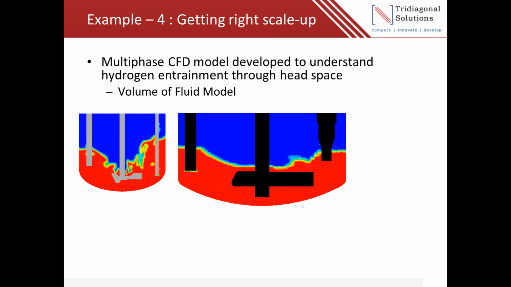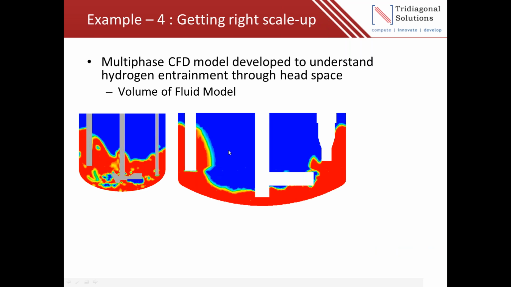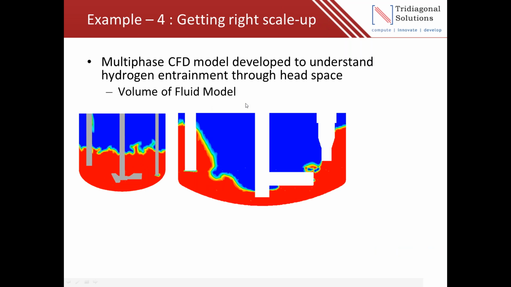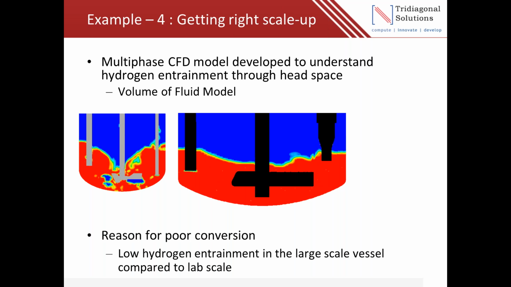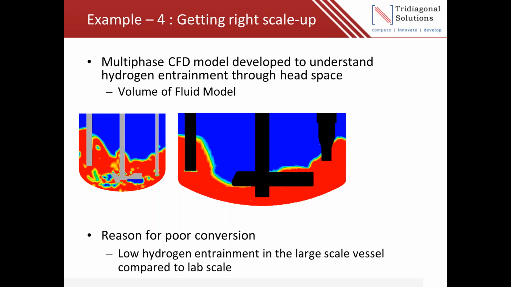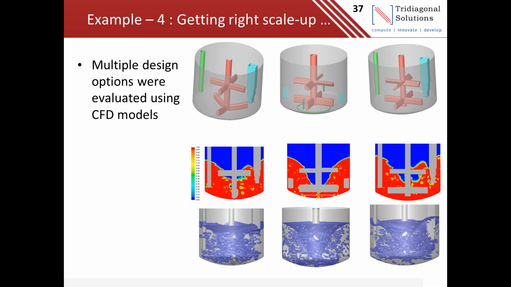So let's look at what we can do. We looked at the performance, and we used CFD models with multi-phase models to see how hydrogen is getting entrained in the liquid, and we see that there is a good amount of hydrogen dispersion in the lab application versus the pilot system. So the reason for poor conversion can be the low entrainment of hydrogen at the large scale and its distribution in the vessel as well because of the low power consumption. Let's look at whether we can do some scale-up designs and arrive at a better scale-up using correlations as well as CFD models.